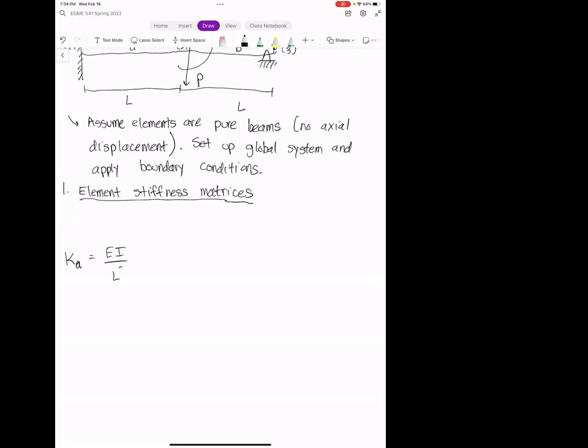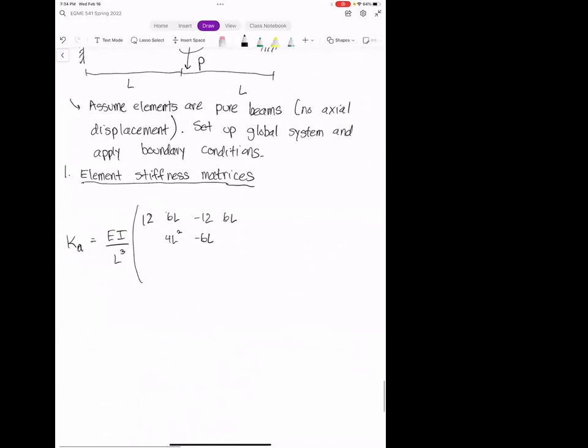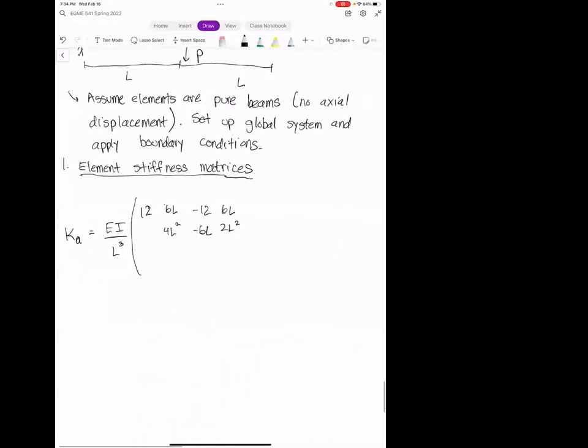is going to be EI over L cubed multiplied by 12, 6L, minus 12, 6L, we have 4L squared, minus 6L, 2L squared, 12, minus 6L, 4L squared. And of course it's symmetric, and so you can write in the symmetric entries there. Element A here borders on nodes 1 and 2. And so we're going to have U1y, theta 1, U2y, theta 2.